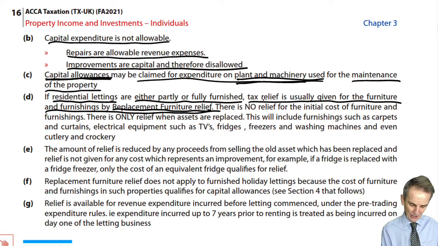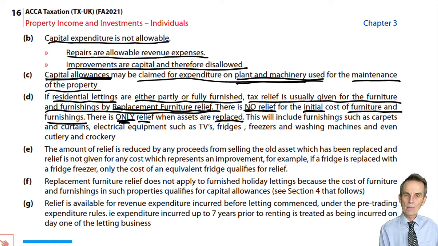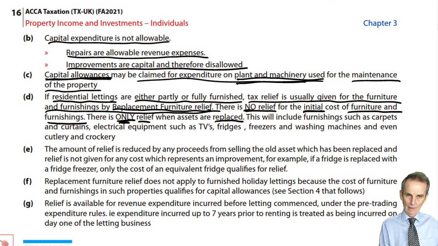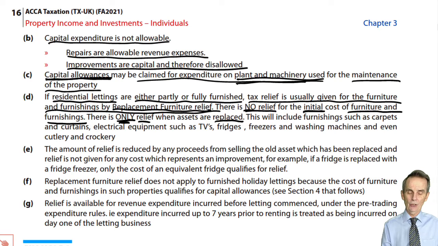And what it means is that there is no relief for the initial cost. This is replacement furniture relief. So there's no relief for the initial cost of your furniture and furnishings. There is only relief here when the assets are replaced. So when you first set that property up, if it was an empty property, the initial expenditure that you incur is not going to attract relief. But when you replace it, that is what will then be entitled to tax relief.